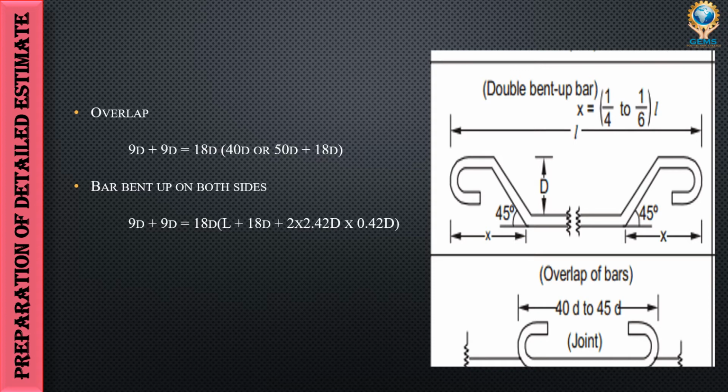Then the last one is bar bend up on both sides. So here we will have bend on both sides. We are adding 90 plus 90 equals 18D. So length plus 18D, and we will have 45 degree on two sides also. So the formula for the length of the reinforcement will be length plus 18D plus 2 into 0.42D, because we have double bend up, multiplied by 0.42D.